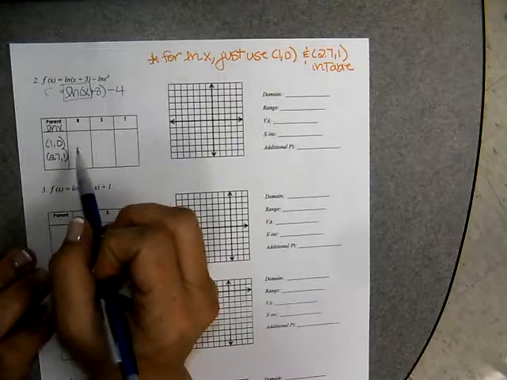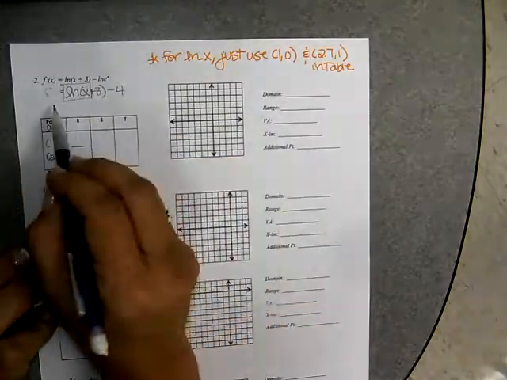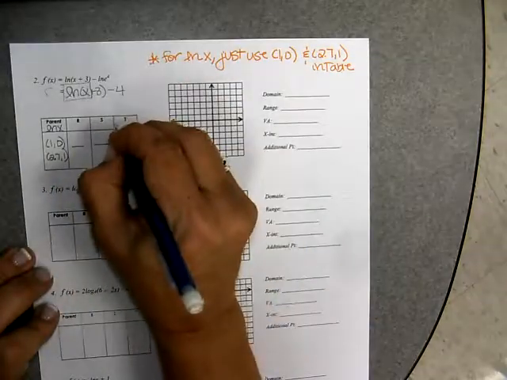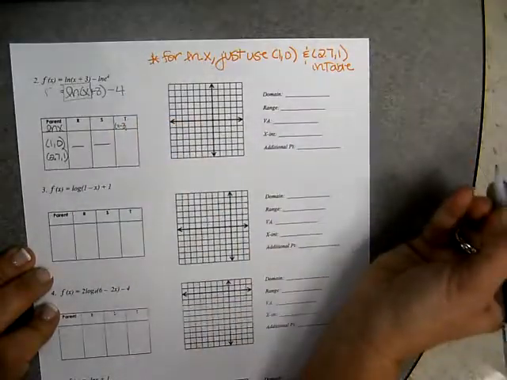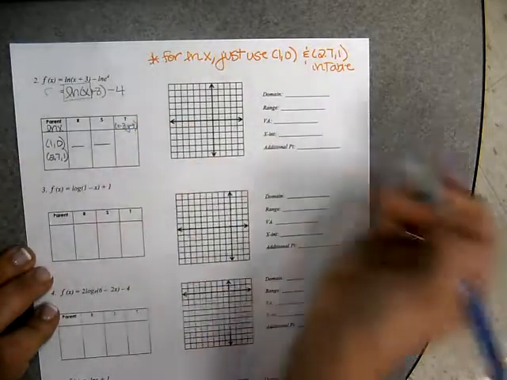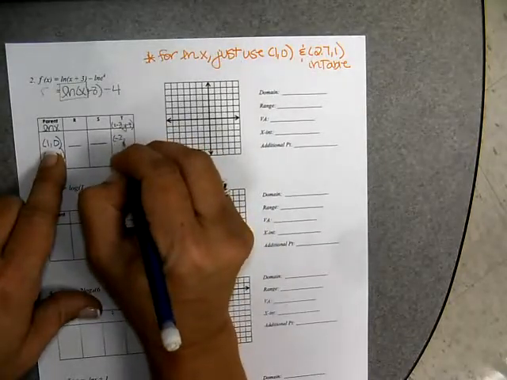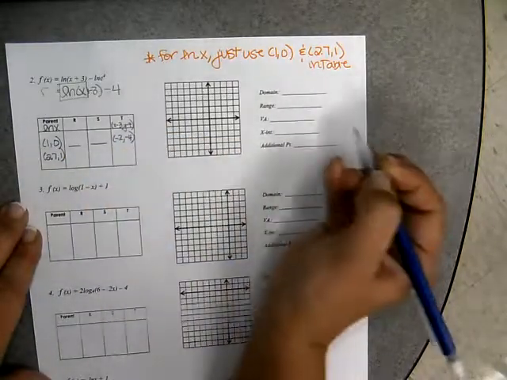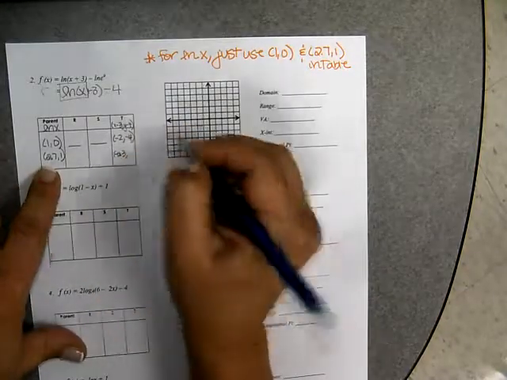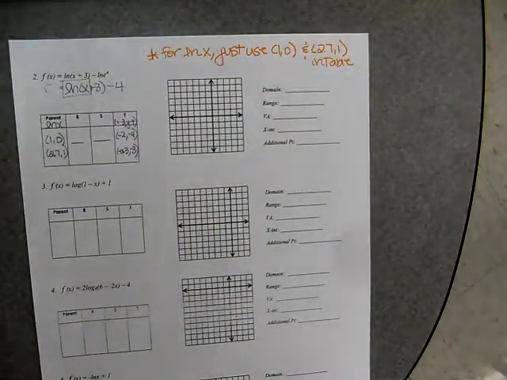And let's take a look at what we have. Again, I don't see any reflections, no stretches or shrinks. But this is going to be a translation left 3, so I'm going to subtract 3 from my x's, and down 4, I'll subtract 4 from my y's. So 1 minus 3 is negative 2. 0 minus 4 is negative 4. 2.7 minus 3 would be, what, negative 0.3. And then 1 minus 4 is negative 3.